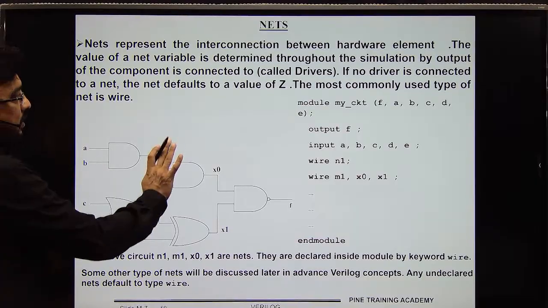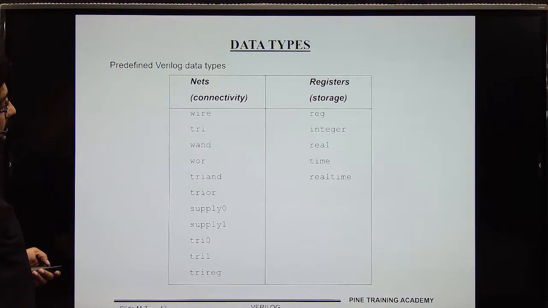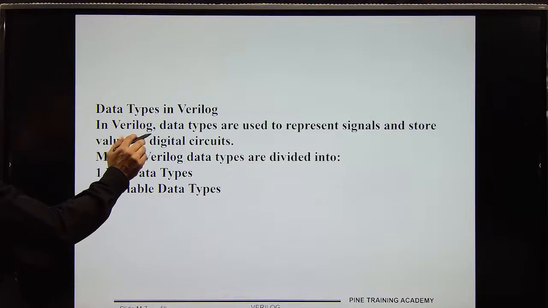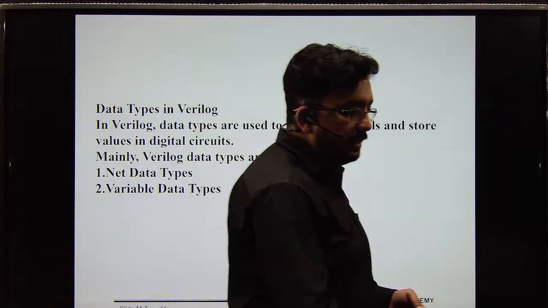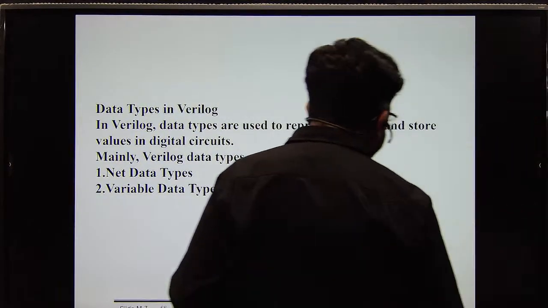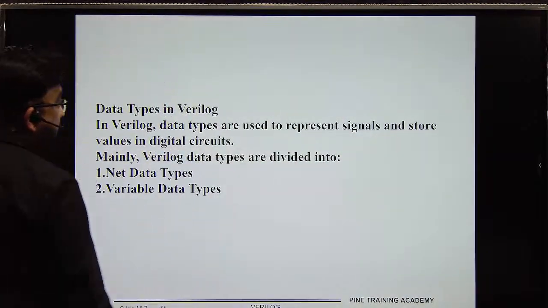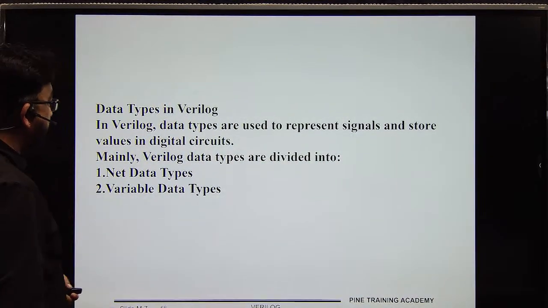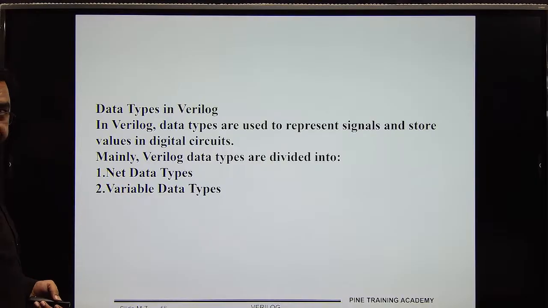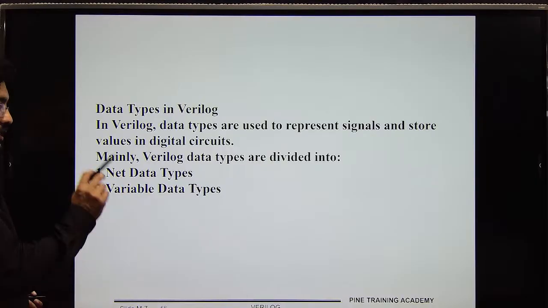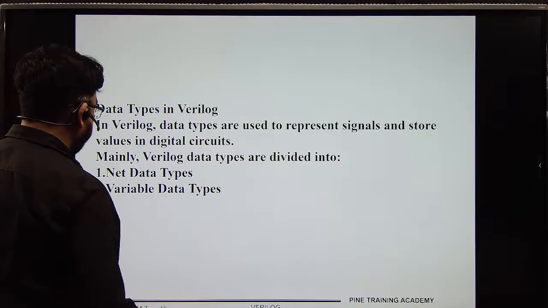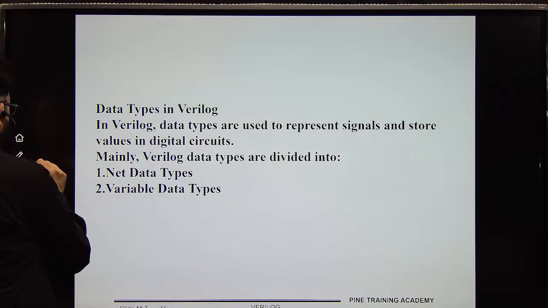Okay, so the summary is very clear. What are data types? Data types are used to represent signals and store values in digital circuits. Okay, one example, just for example.